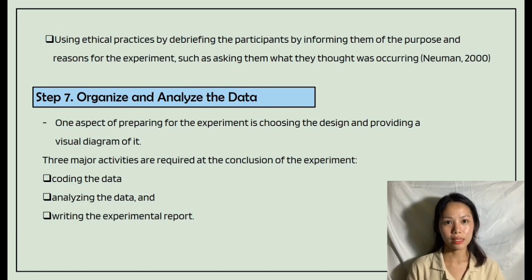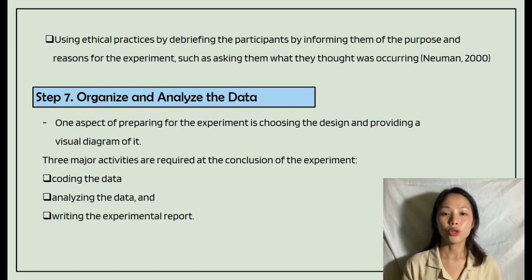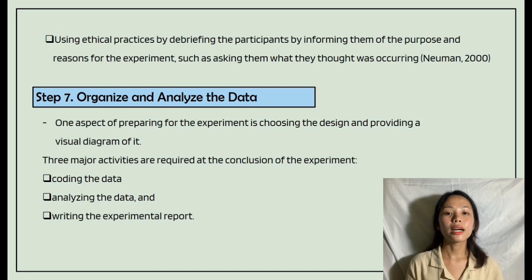Step 7 is to organize and analyze the data. There are 3 major activities required at the conclusion of the experiment. First is coding the data. Researchers need to take the information from the measures and set up a computer file for data analysis. Second is analyzing the data.